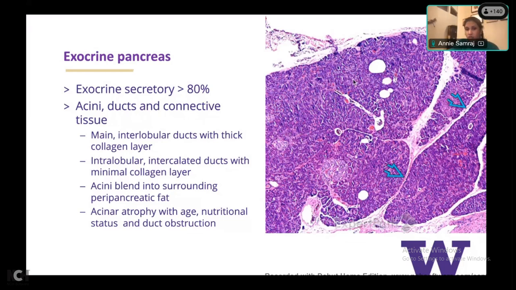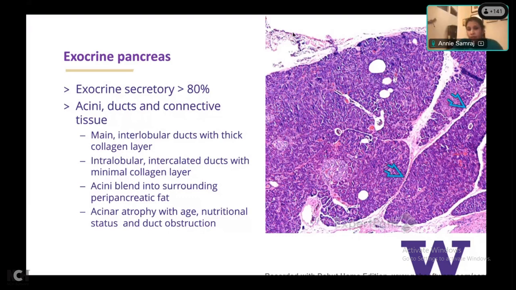The pancreas doesn't have a capsule, and it's separated into lobules, and we have this intervening fibrous and connective tissue septa. And we have the interlobular ducts, which carry secretions from the larger lobules, and they are identified by a thick collagen layer. And we have the intralobular and the intercalated ducts, which are smaller, and you identify them because of the lack of a collagen layer. And the acini blend into the surrounding fat.